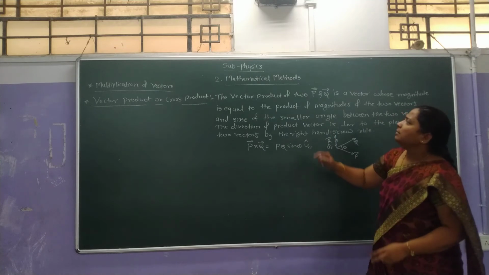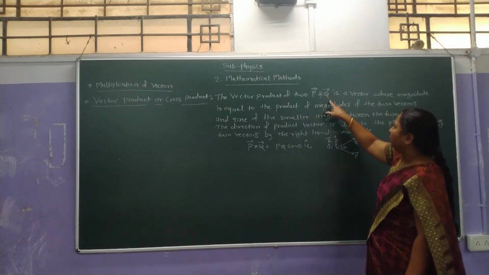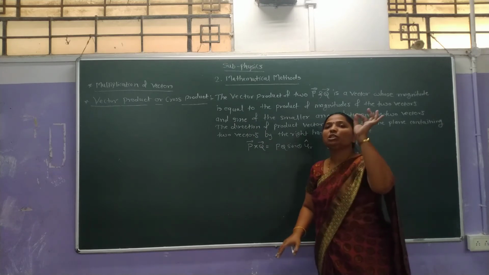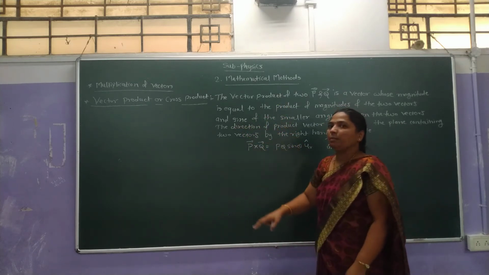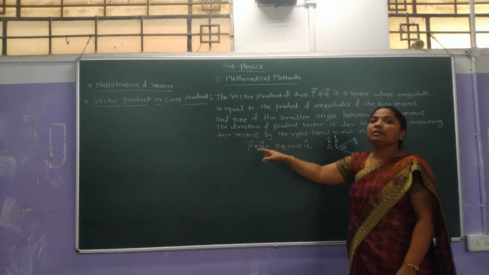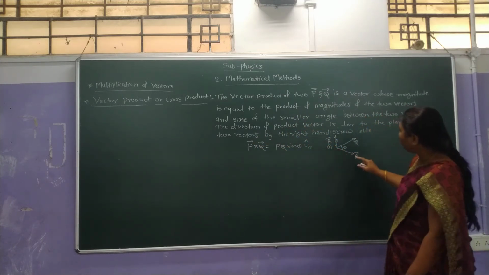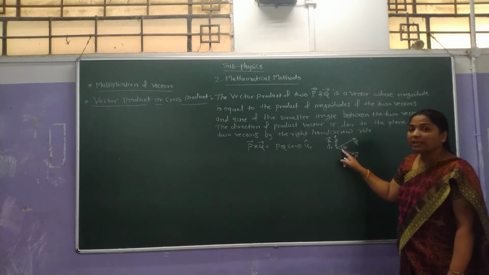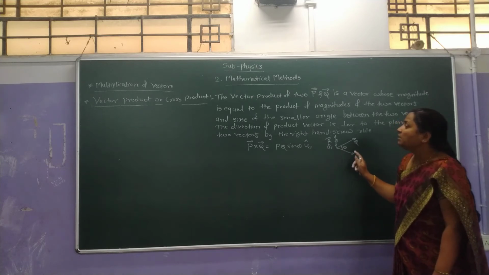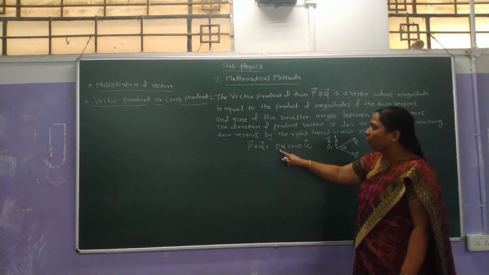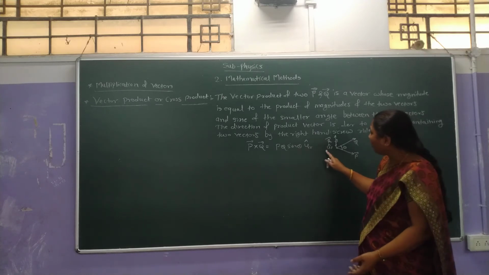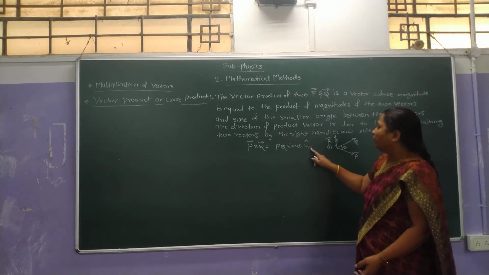The vector product of two vectors p and q is also a vector, whose magnitude is equal to the product of the magnitudes of the two vectors and the sine of the smaller angle between them. If p vector and q vector are inclined to each other at an angle theta, then p cross q is equal to p q sine theta, the product of their magnitudes and sine theta. It is also a vector, along a unit vector of that resultant.